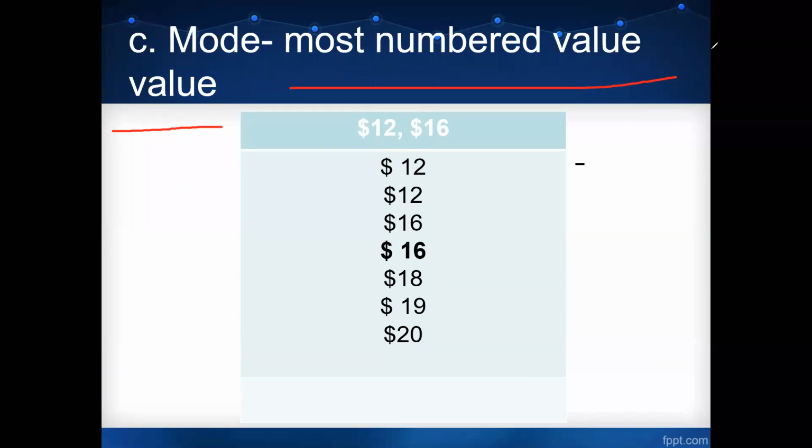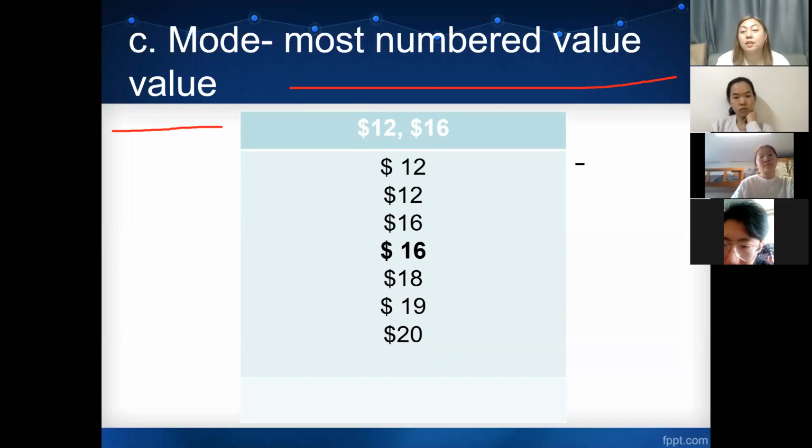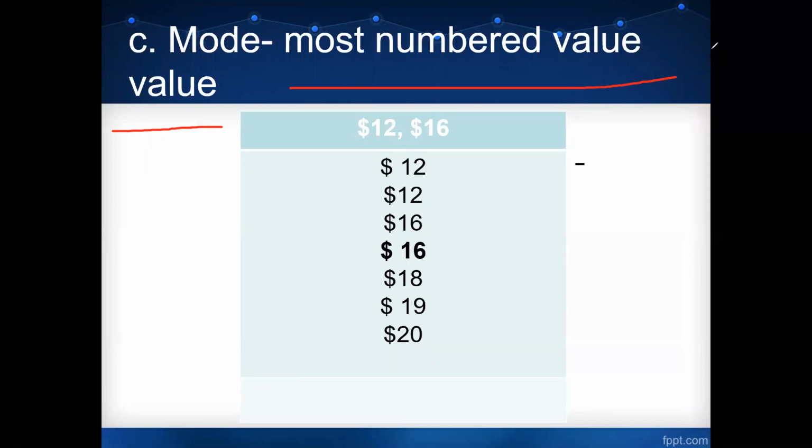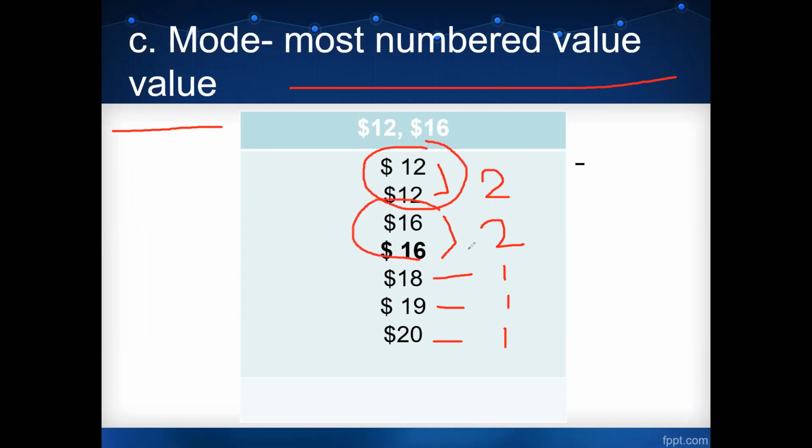Okay, may I ask Eugene? Yes. What is the most frequent value? We have 12 and 16. Very good. Numbers 12 and 16, those occur the most. That is what we call the mode. Okay, clear? So that is our mode.